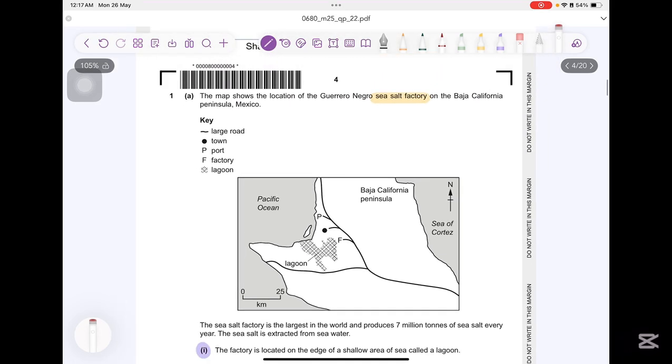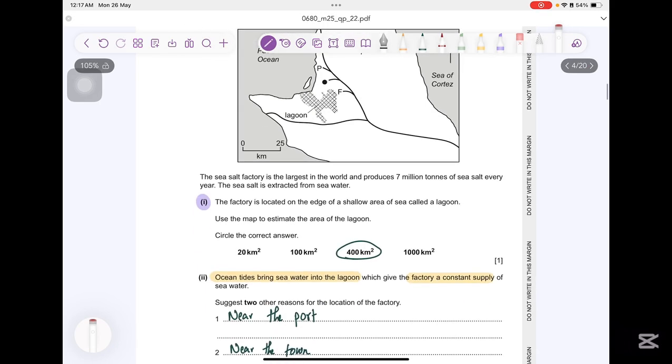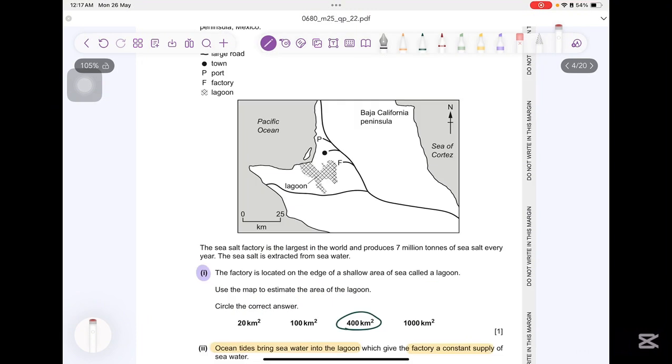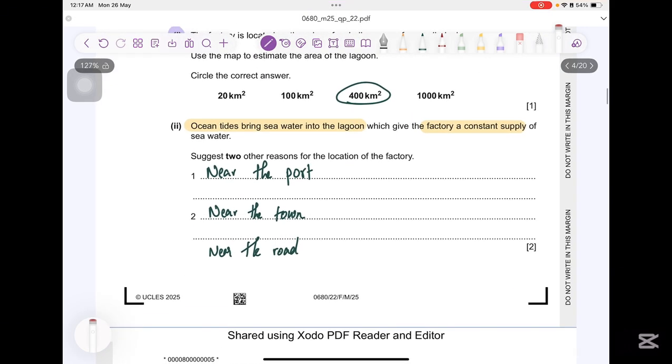First question. The map shows the location of Guerrero Negro sea salt factory on Baja of Mexico. The sea salt factory is the largest of the world and produces 7 million tons. What they want us to find here is to estimate the area of the lagoon. So find the area using this one, and it's going to be 400 kilometers square. Ocean tides bring seawater into the lagoon, which give the factory a constant supply of seawater. Now suggest 2 other reasons for the location of the factory.